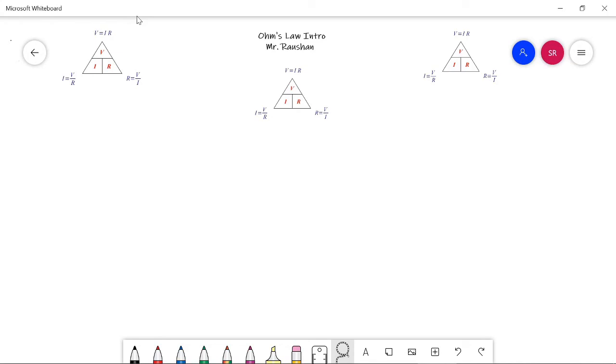For Ohm's law, you need three variables. You need three pieces. You need your V. V is for voltage, of course.